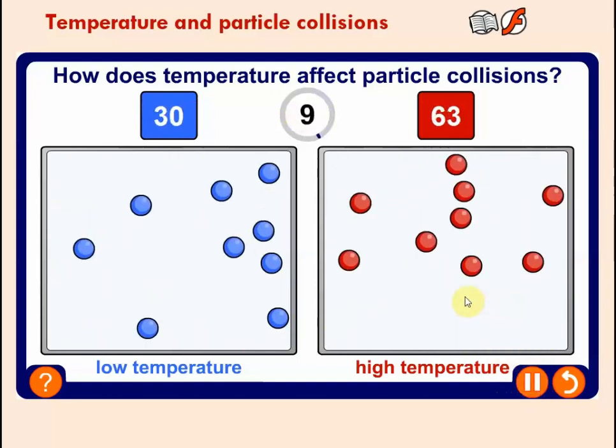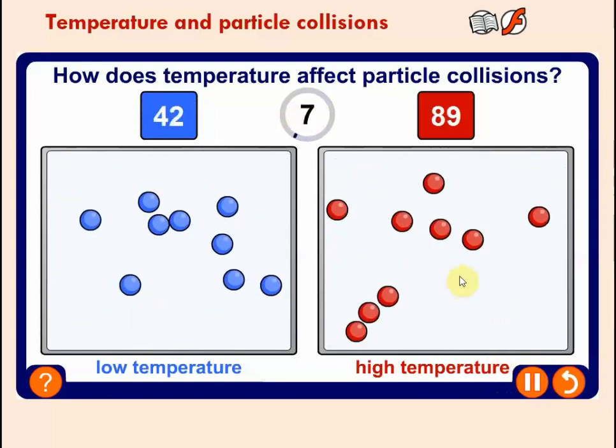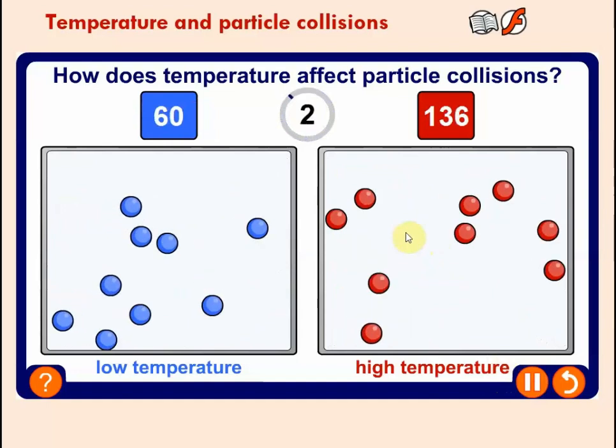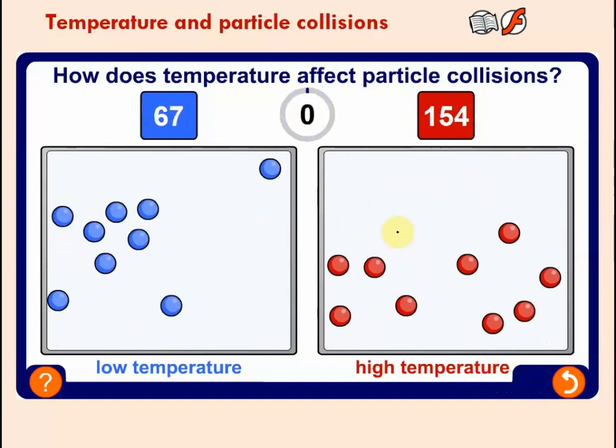Time is going. You can see collisions are counted. Each collision: 5, 4, 3, 2, 1, 0. Now this clearly explains it. This was faster and they had more energy, and we saw much more collision: 154 collisions at high temperature and 67 collisions at low temperature. This will definitely be a faster reaction.